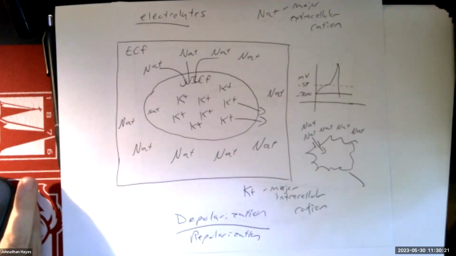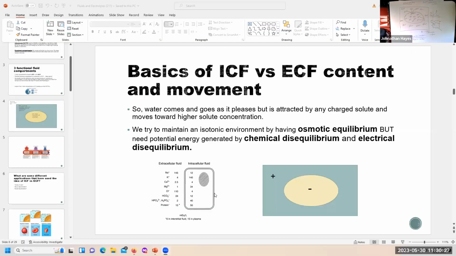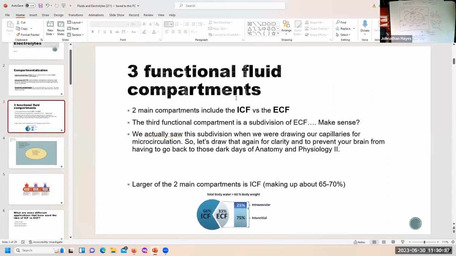So let me share again with you. That's the basis of fluids and electrolytes. That's the whole idea of fluids and electrolytes. But one thing that I did mention earlier, Human Physiology by Silverthorn, talks about what's called three functional fluid compartments. Again, that's kind of a weird thing, but let me show you where that's coming from.